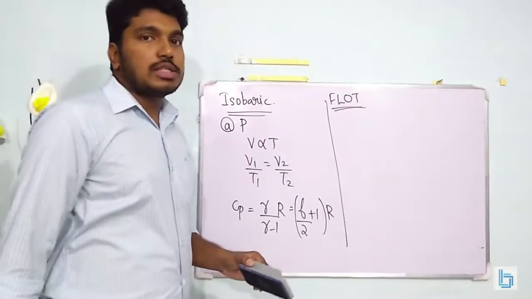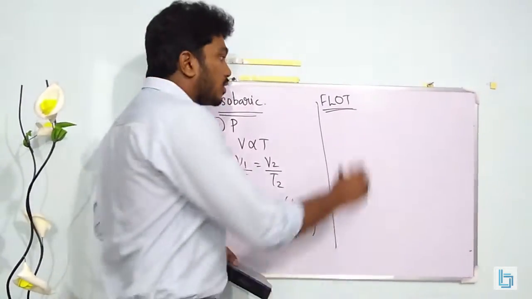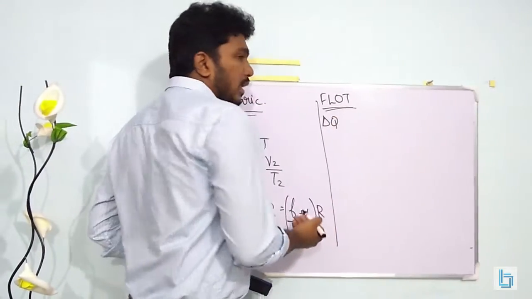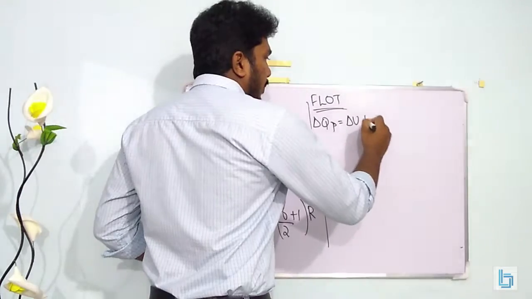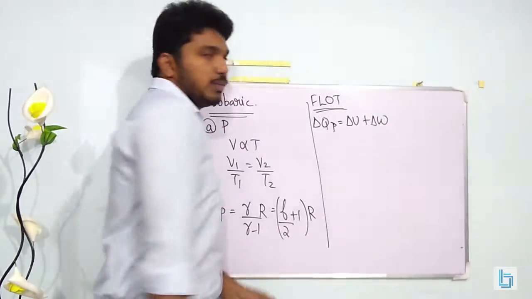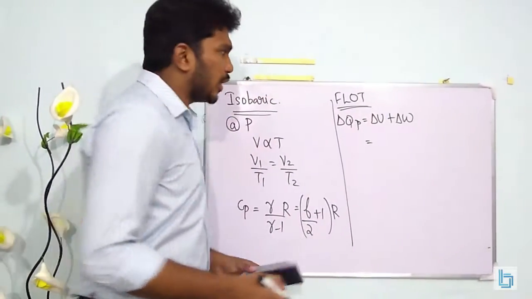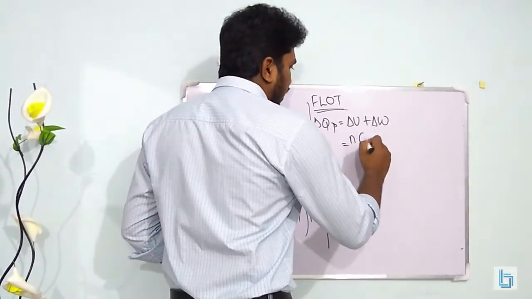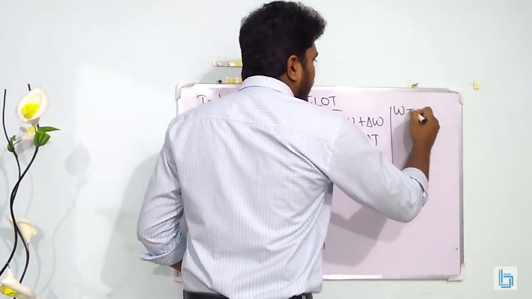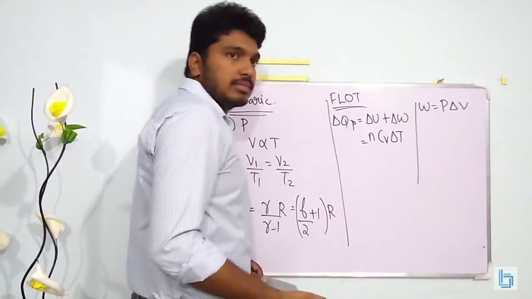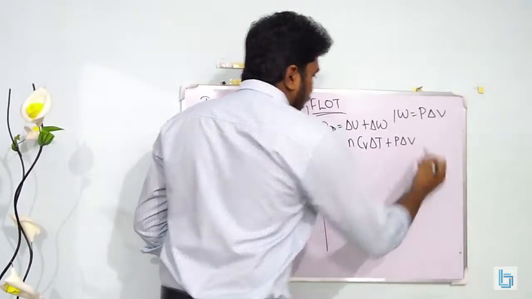How do you apply the first law of thermodynamics? Here the pressure is a constant, right? So applying the first law, we get delta Q P is equal to delta U plus delta W, right? So here we can write delta U. What is delta U? We know that it is NCV delta T. And what is delta W? The pressure is a constant. We can write the work done is equal to P delta V. Okay, so here substituting we get this plus P delta V.